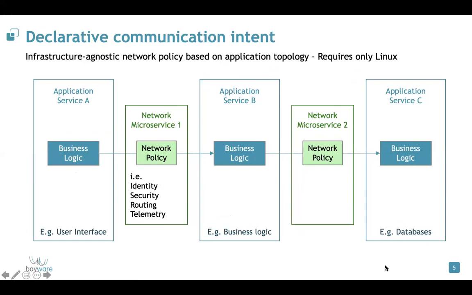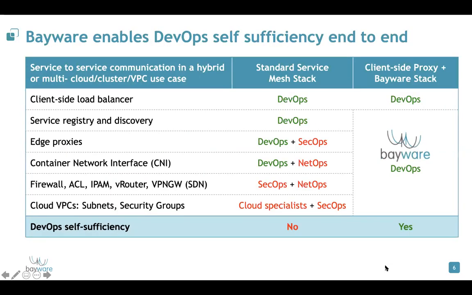So you only need to declare that application service A, the user interface, needs to talk to application service B, let's say the business logic, and B to C, the databases. We automatically create the identity, security, routing, and telemetry as network microservices that now belong to the application, and anywhere those application microservices appear, the network flow policy will automatically be created.